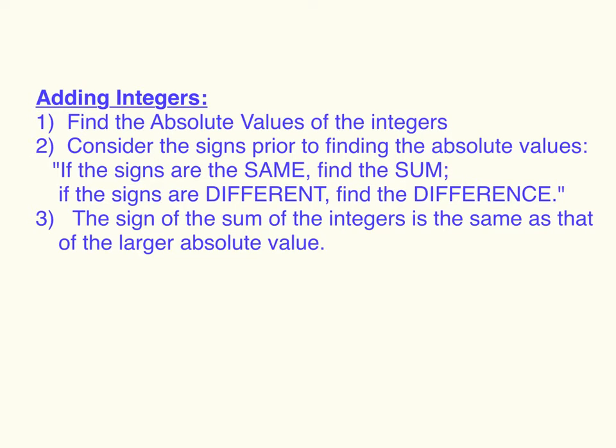So we need to find the absolute value of the integers first. And then we have to consider those signs prior to finding the absolute values, because if you do it after, both of those numbers would be positive. So we look at the original problem and we sing our little song here. If the signs are the same, find the sum. If the signs are different, find the difference.